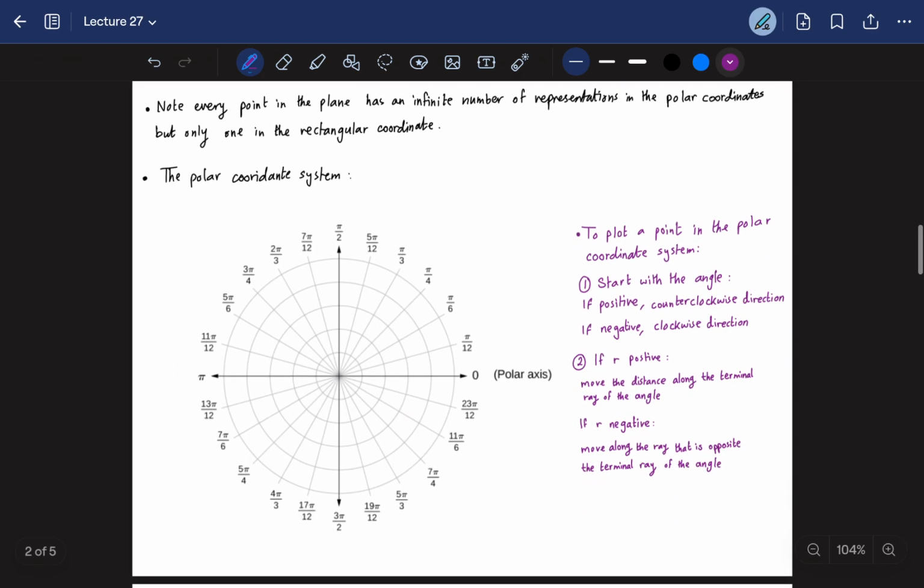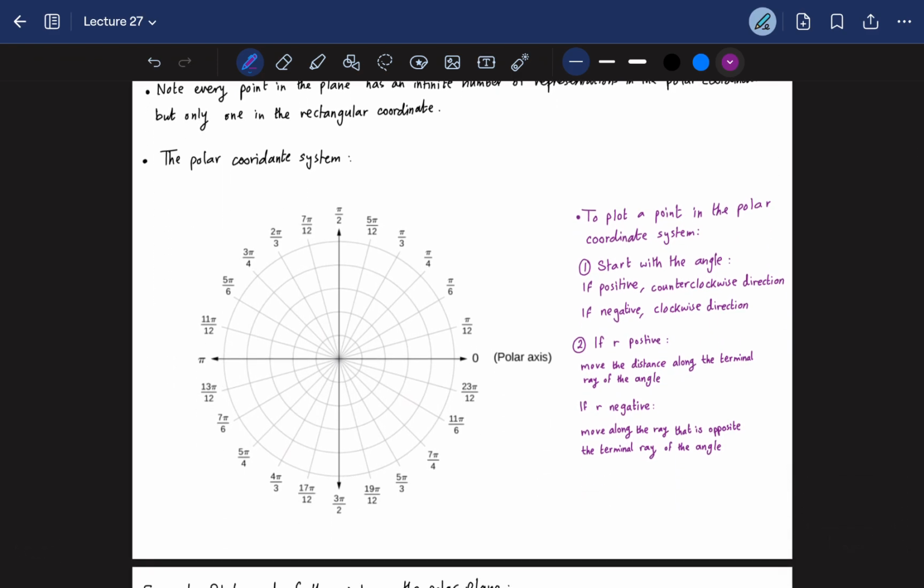Now let's look at the polar coordinate system. Here, the axis which we normally call the x-axis, we call the polar axis. And if you can see, we have these circles and we have these values of the angle. So technically, this is the unit circle where the distance is 1. So here r is 1, r is 2, 3, 4, and so on.